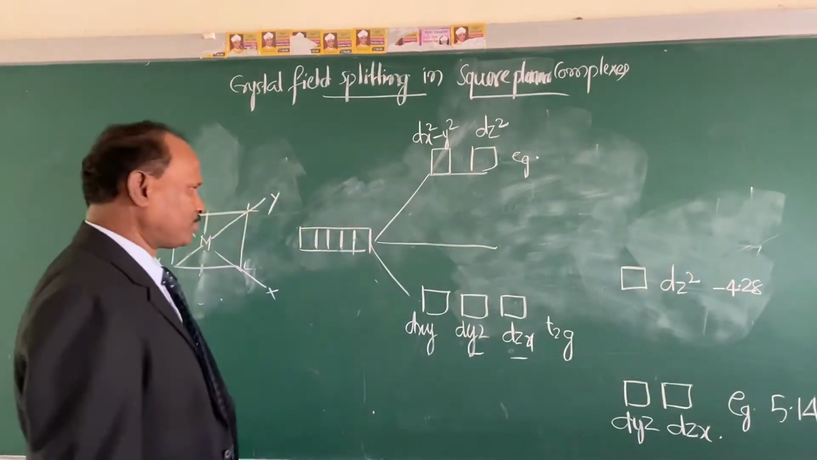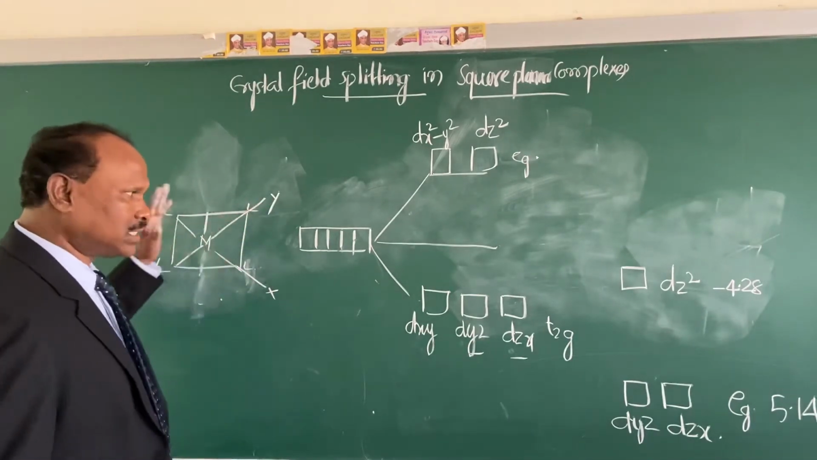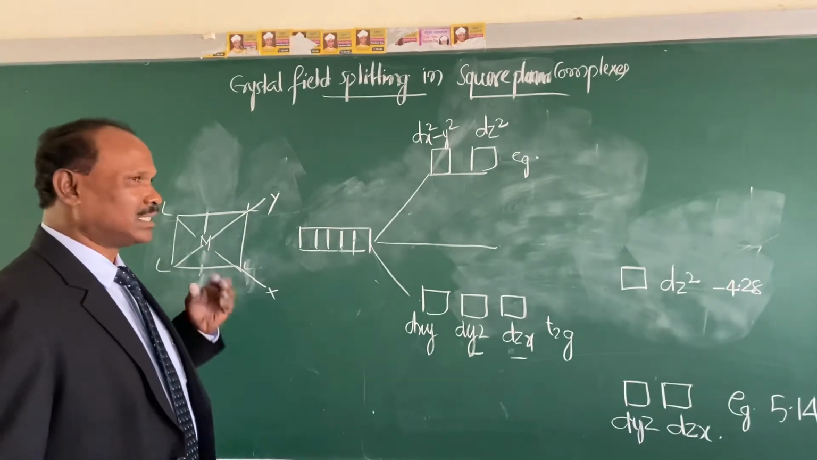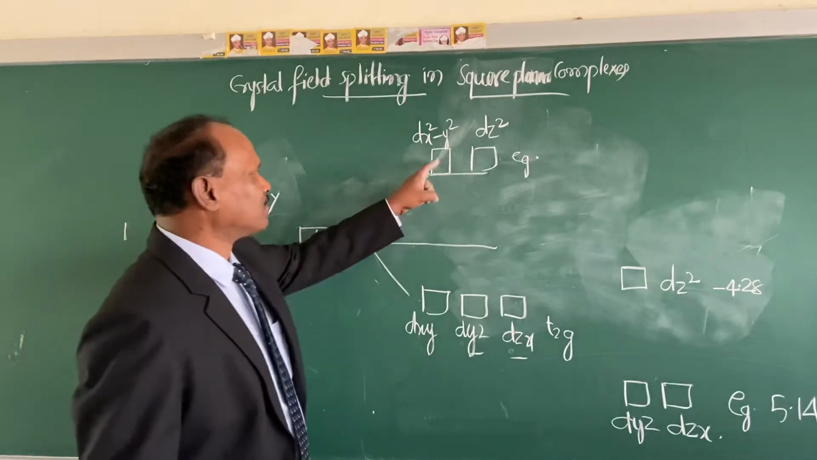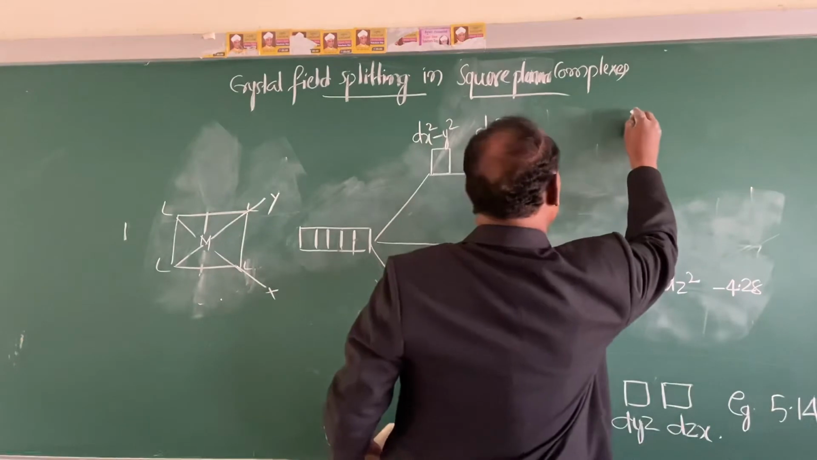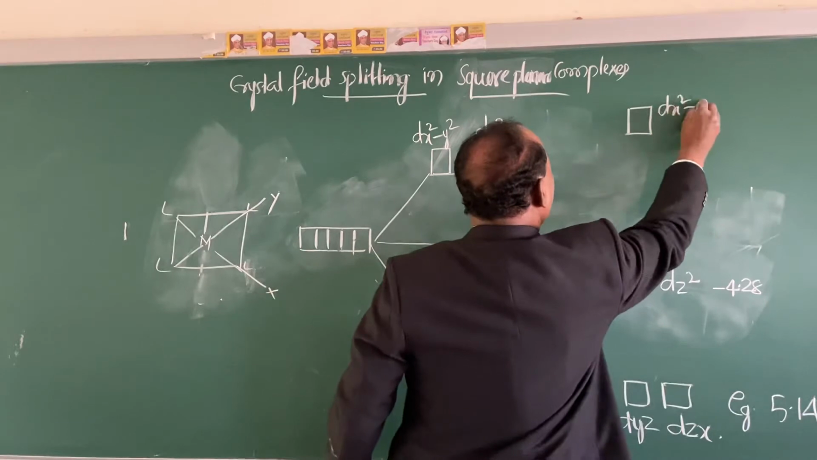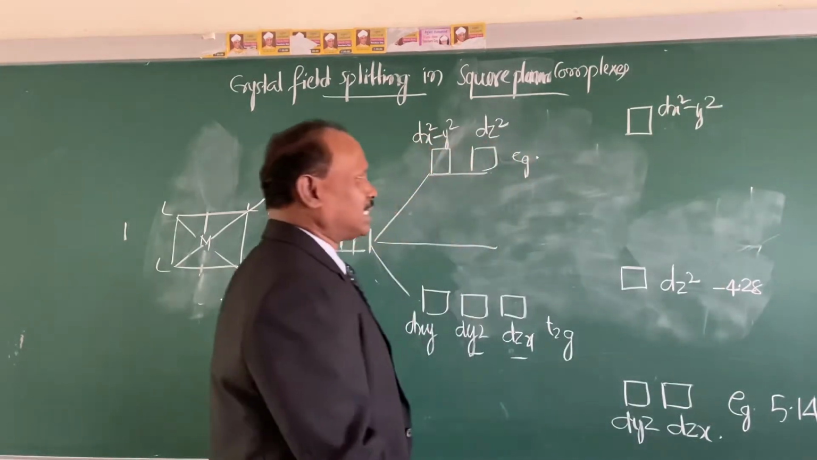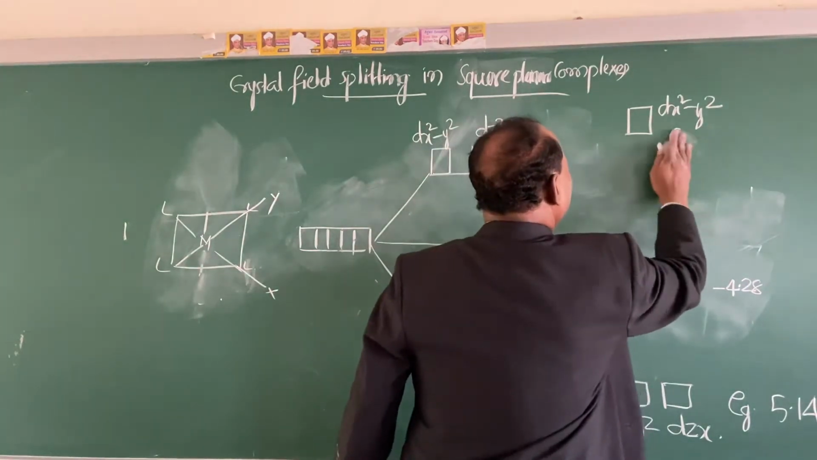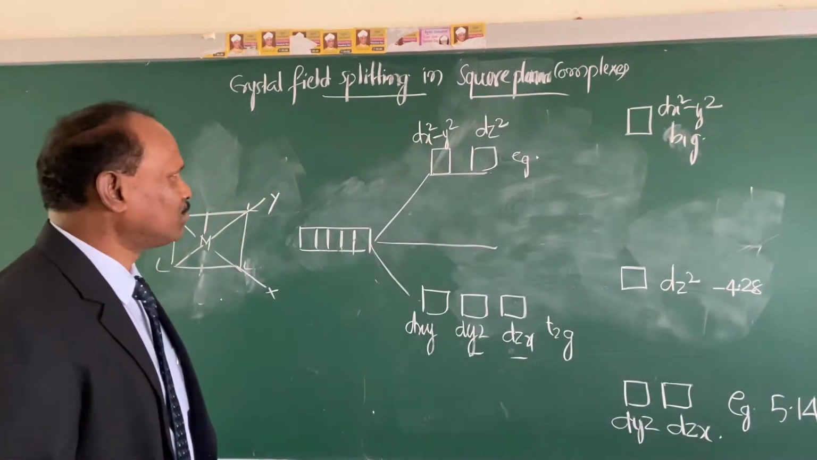Now next, the orbitals which are there along the axis suffer maximum repulsion. This is the orbital which is there along the axis. Therefore, it suffers maximum repulsion, and hence it is raised in energy. So this is the dx square minus y square orbital, and it is denoted as B1g orbital.